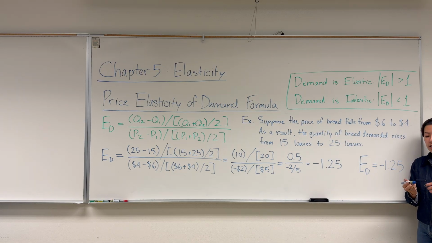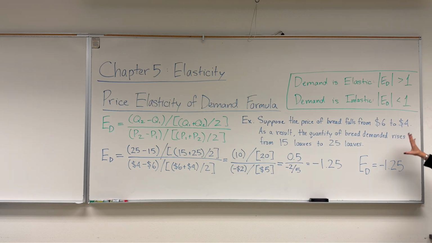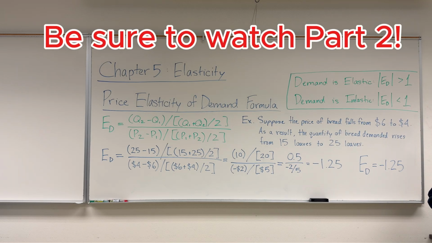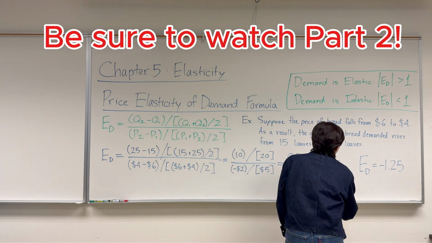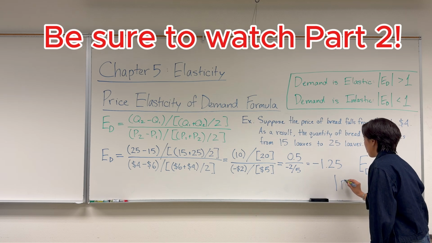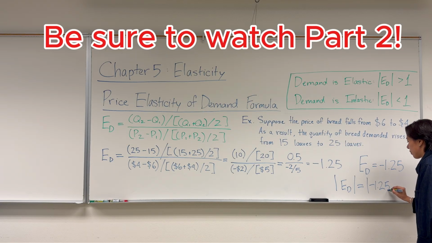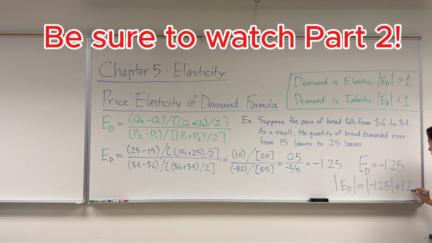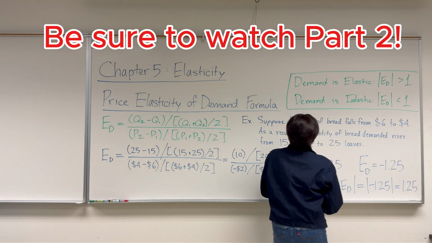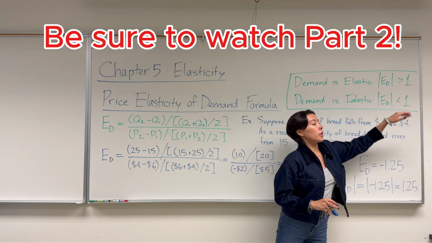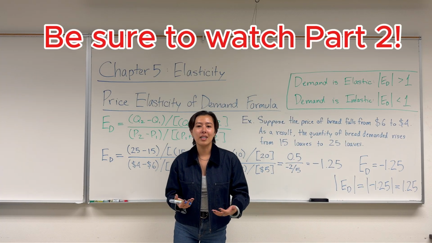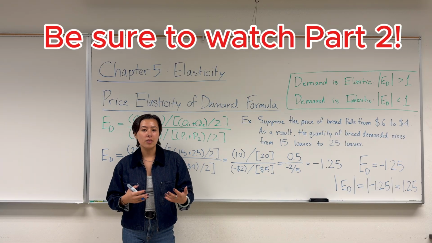Now my last step here is, what if I'm asked, all right, based on this information, is demand for bread elastic or inelastic? What I want to do here is find the absolute value of my answer and then determine whether my demand for bread is elastic or inelastic. So the absolute value of my price elasticity of demand is going to be the absolute value of negative 1.25, which is positive 1.25. And so clearly, positive 1.25 is bigger than 1, so I would say that my demand for bread is elastic. It's relatively responsive to changes in price.